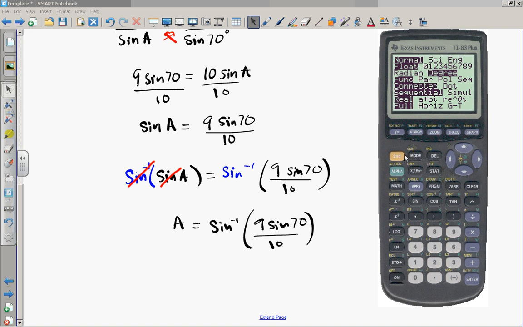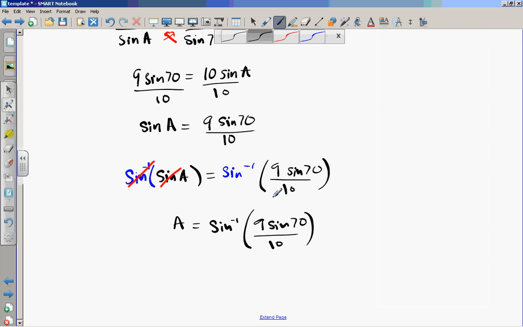So now, I'm just going to go second function, sine, which takes you to the inverse sine. You see it up here. It's yellow, so just press the yellow button and the sine, to get inverse sine. Now I'm going to enter the numerator in parentheses, 9 sine 70. Close the angle, close the numerator, divided by 10, and then close the inverse sine function. Bam. Your answer is 57.75. So let's use 57.75 as a measure of angle A. Alright, so angle A is 57.75 degrees.